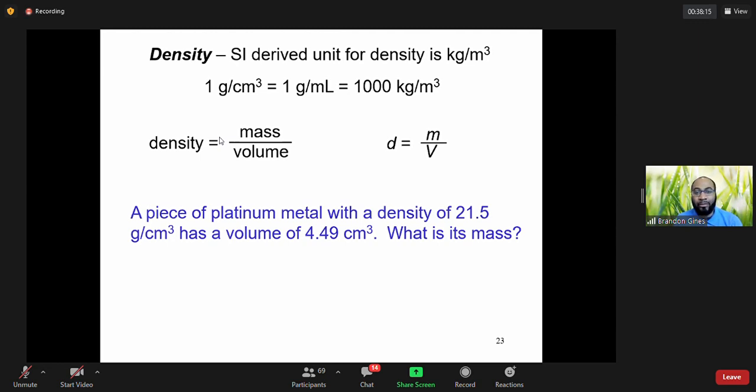One thing I would be careful about, or warn you guys about, is making sure units cancel out, right? Whenever you're multiplying density by volume, you have to multiply it such that the unit for density and the unit for volume cancel out, such that you're left with a unit for mass, right? Which in this case should be grams.